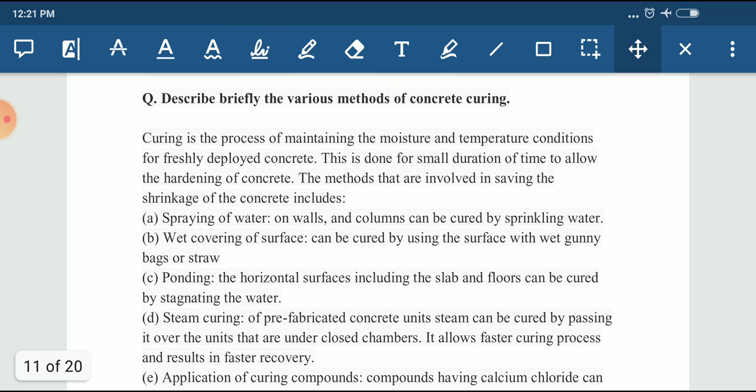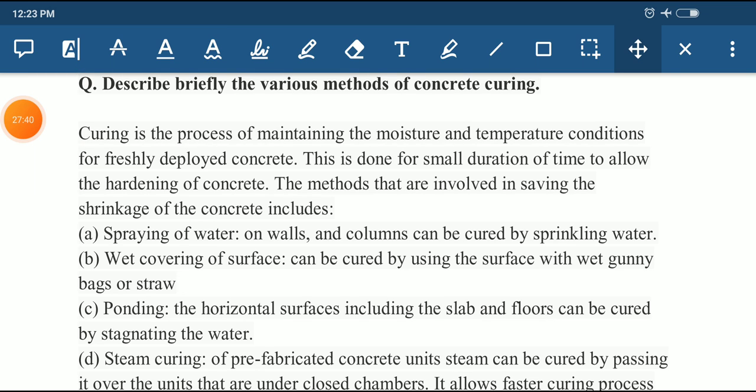Describe briefly the various methods of concrete curing.